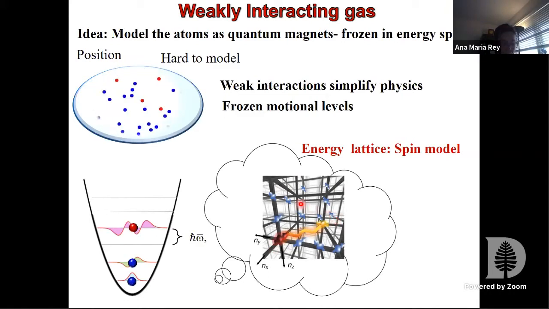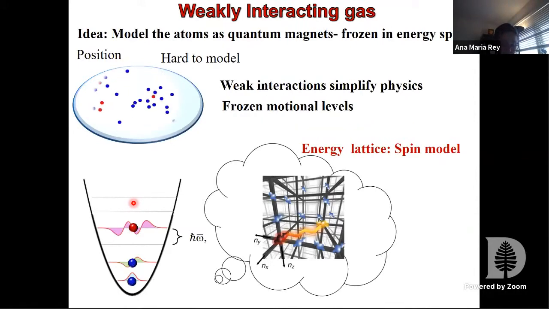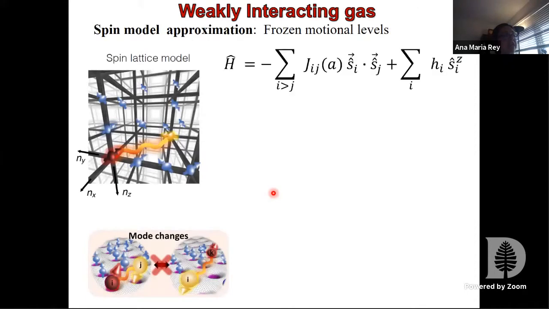And in fact, if you think about the effect of the interactions, the atoms are interacting only by contact interactions, only when they touch each other. Nevertheless, an atom in an eigenmode here is completely delocalized in the trap. So an atom in this mode can actually interact with any other mode because the atoms in these modes are delocalized. That means that interactions actually become long range in this energy space. We don't have mode changes, but we have interactions that can flip the spin.